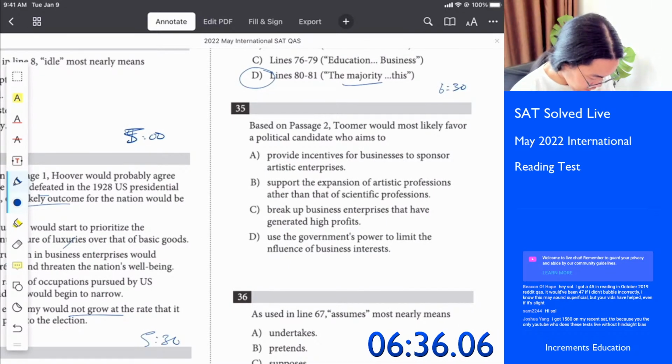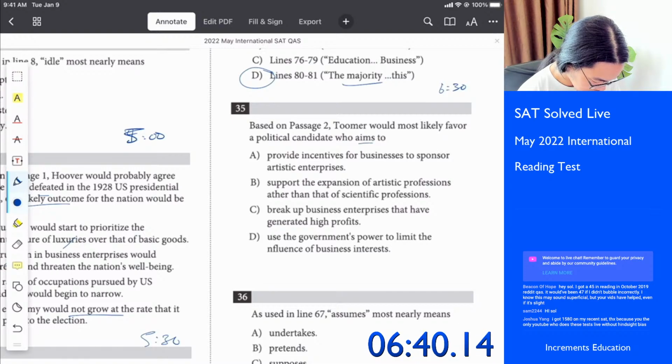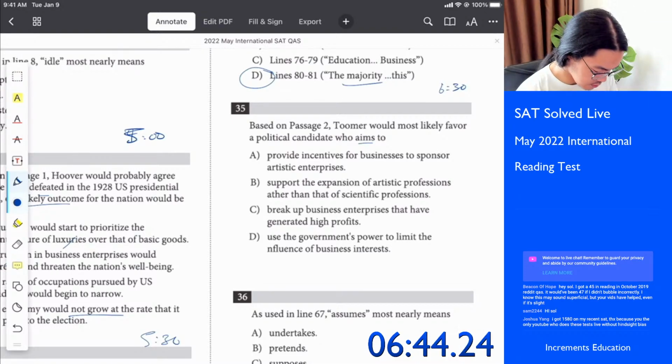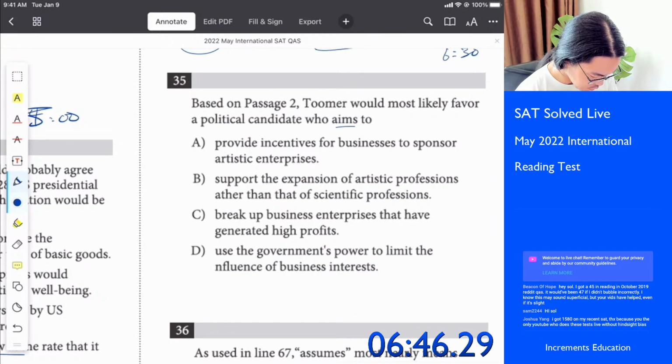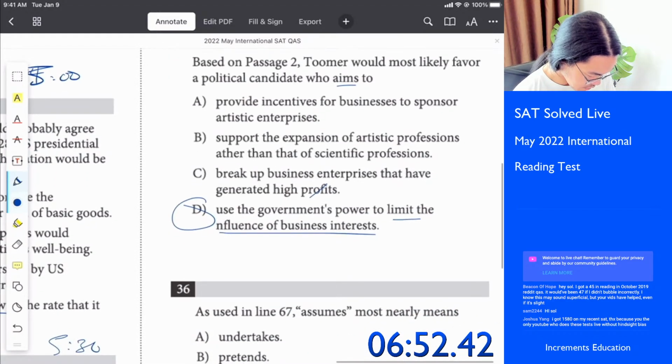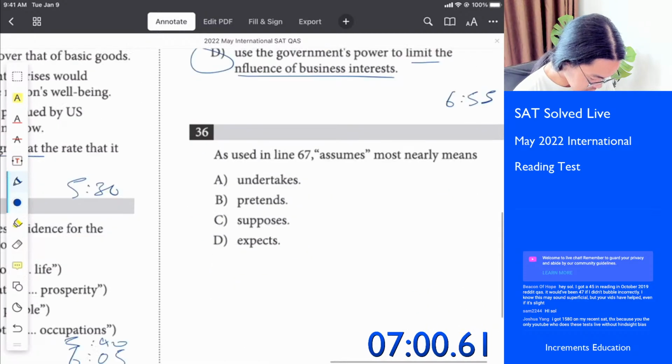Toomer would likely favor a political candidate who aims to. Hang on. He would favor someone who is not against business, who's breaking up enterprises with profits, limit the influence of business interests. I think that's correct. Yep. I'm just double checking the other ones. Incentives for businesses, expansion of size. Okay, so that's 6:55. Let's keep going.